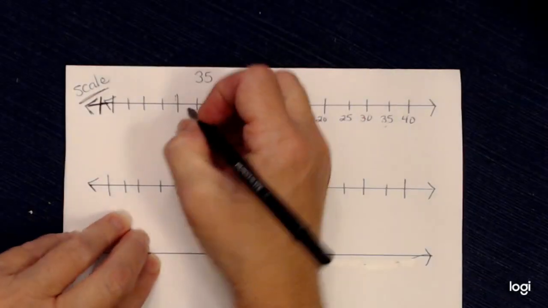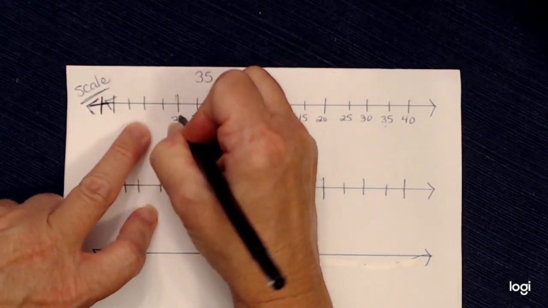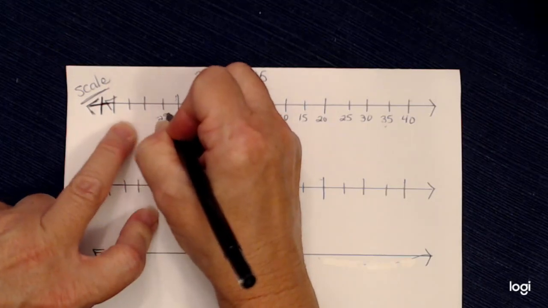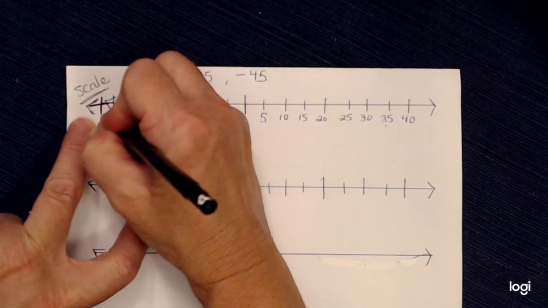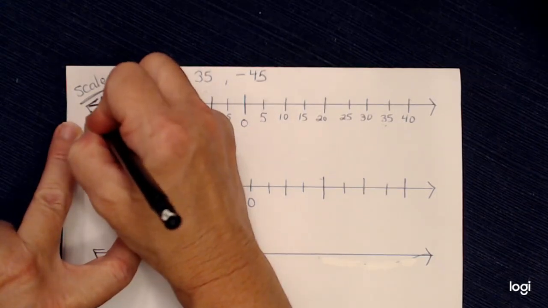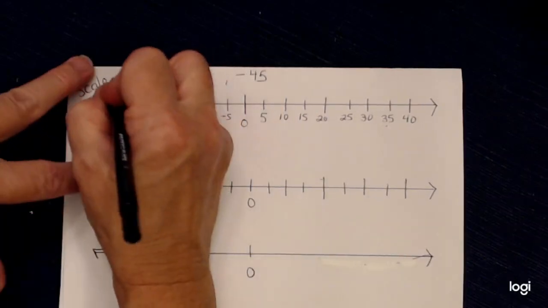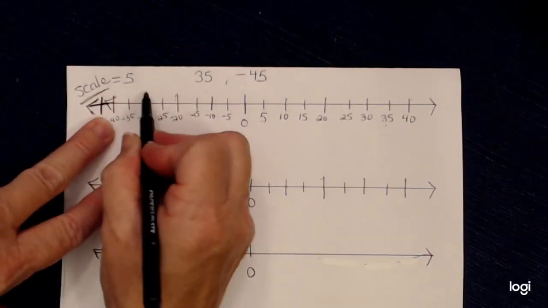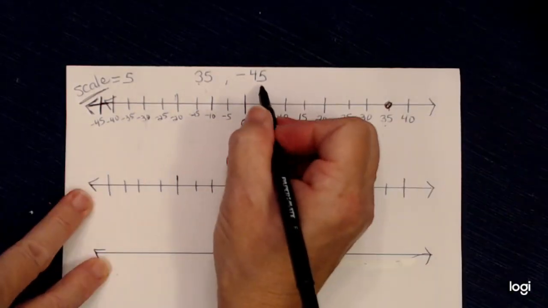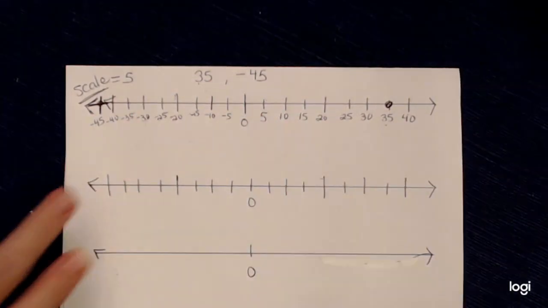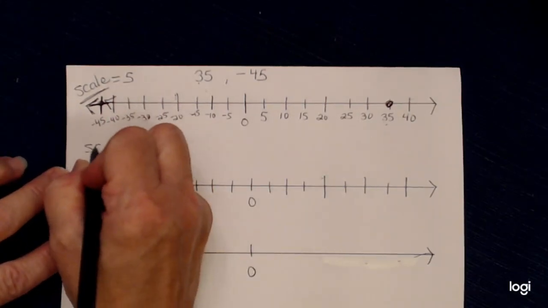All right, so let's keep going here. Negative 15, negative 20, negative 25, negative 30, negative 35, negative 40, and negative 45. So the scale that I decided to count by, my scale was counting by fives. I was able to find positive 35, and I was able to find negative 45. Let's look at the next number line. What scale do you think we should use?